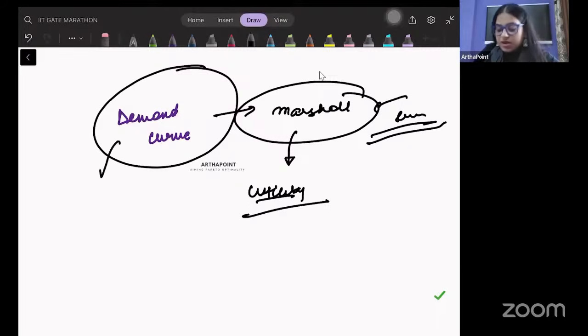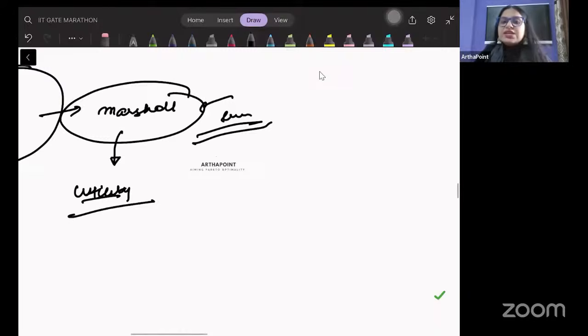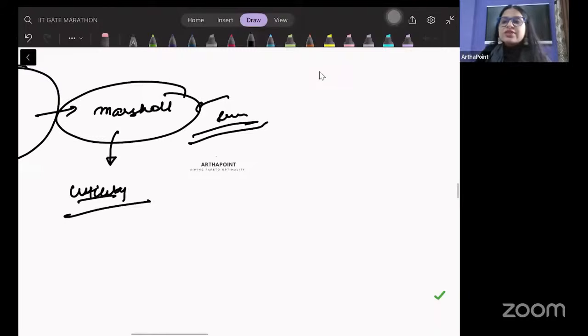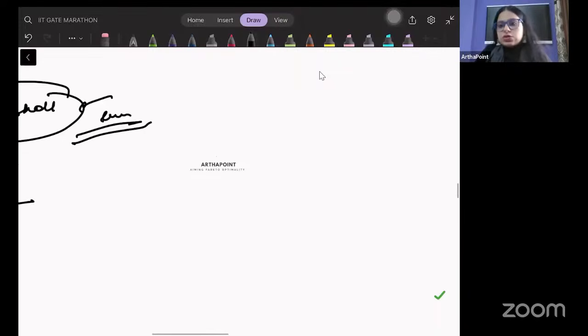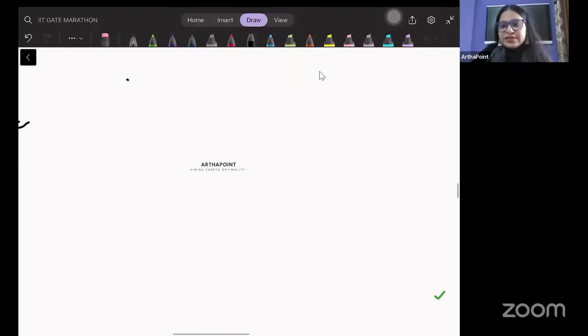जब हमने ये demand curve derive किया था, we made that price offer curve and all. We derived this demand curve following the law of demand. है ना? But here we are saying that Marshall derived this demand curve following the concept of utility. उन्होंने utility का concept use किया. And what did he go ahead and do?